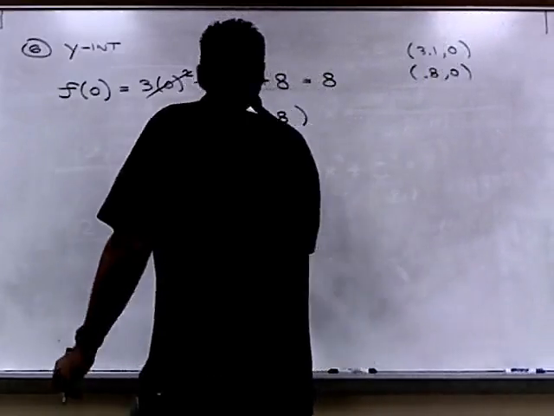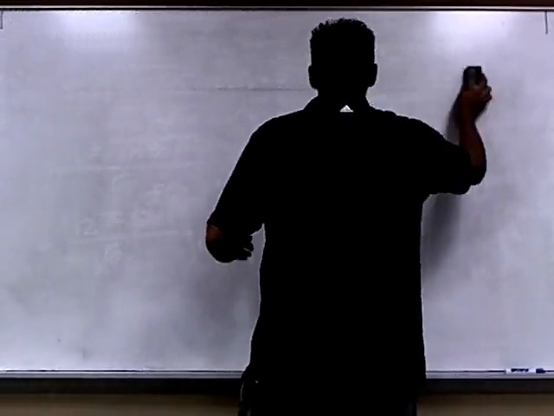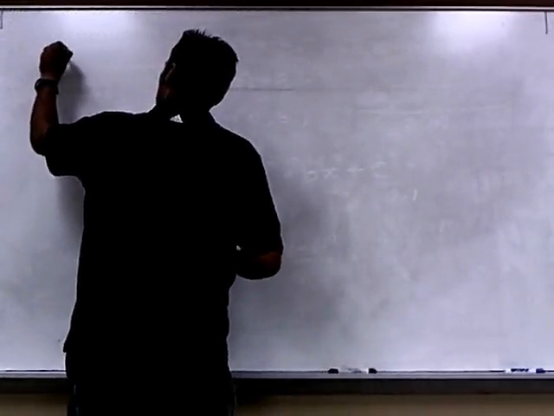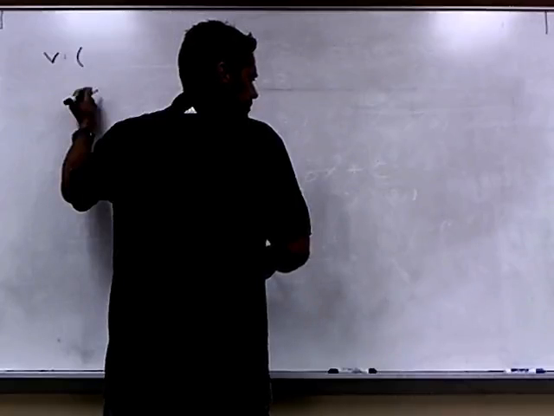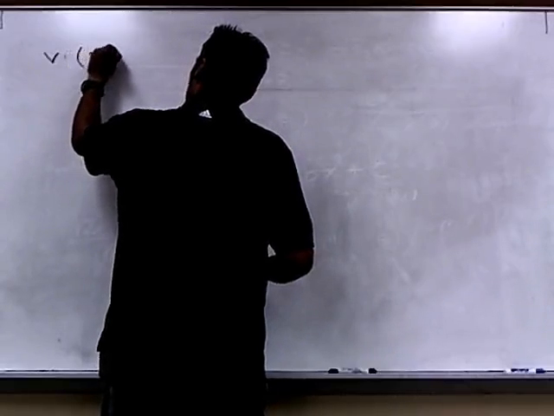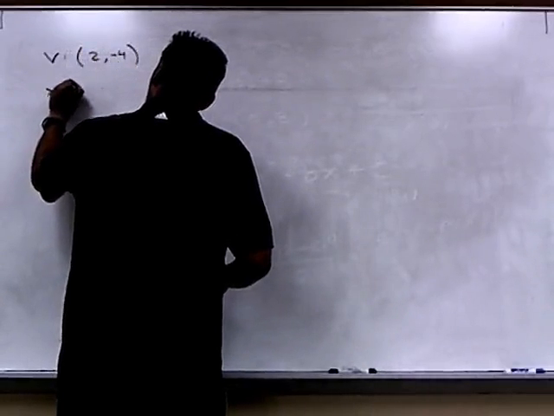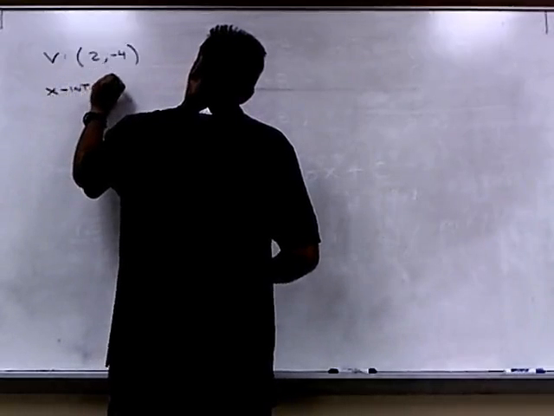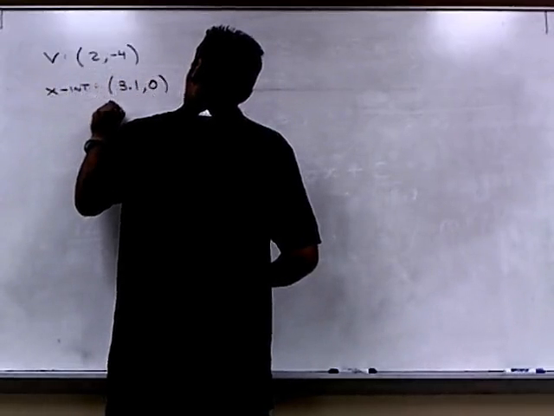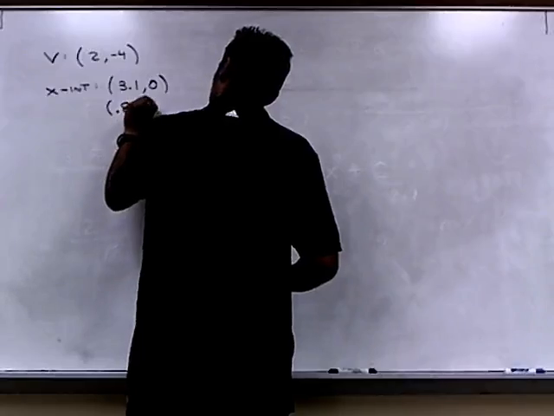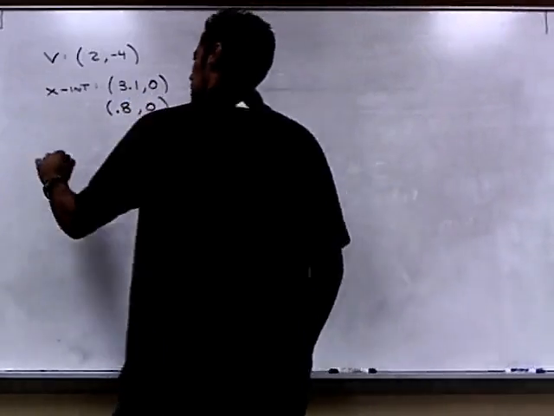Okay. 7th step is to graph it. So let me put down all the points. My vertex, boy, that was so long ago. Was it (2, -4)? Okay. And then I got those x-intercepts. Those were 3.10, right? And then 0.80, correct? And then my y-intercept I just got was (0, 8).